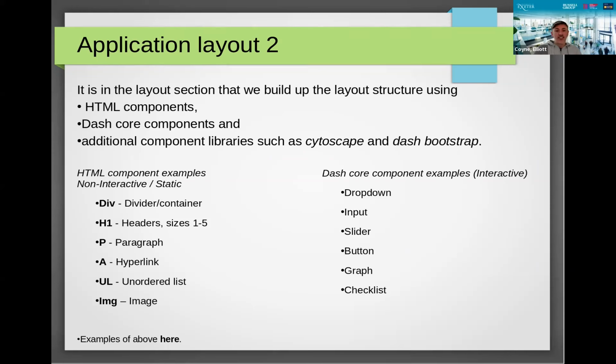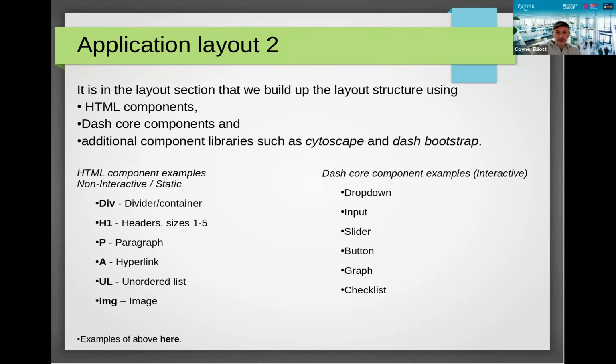And then for the interactive components, the Dash core components, the types of things you can have there are a drop down, which is what you'll see today, inputs, which will be a text box that you can type an input to, and a slider. Let's say you want to choose between 0, 1, 2, 3, and you can slide it along. You may want a button, there may be a graph, or a checklist where you tick particular combinations of boxes.